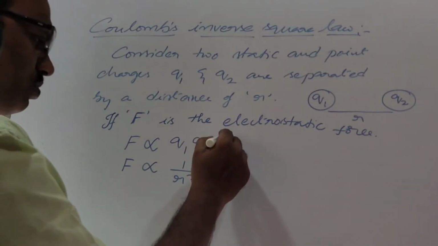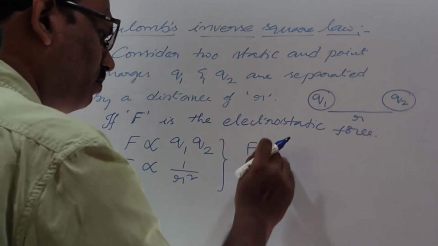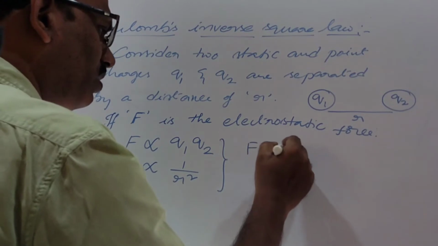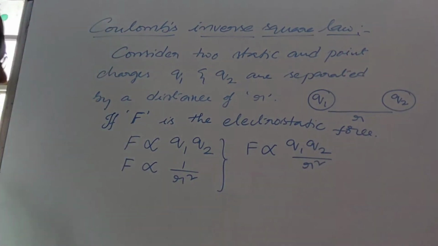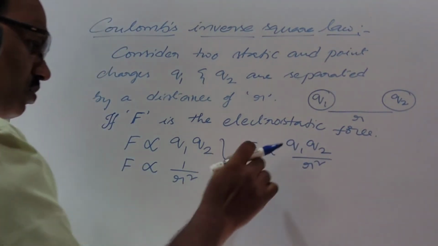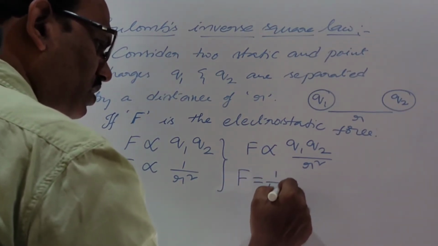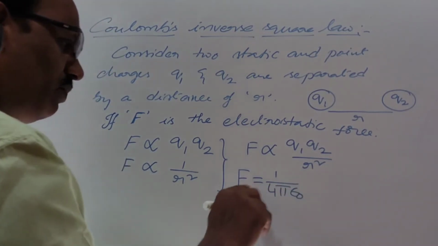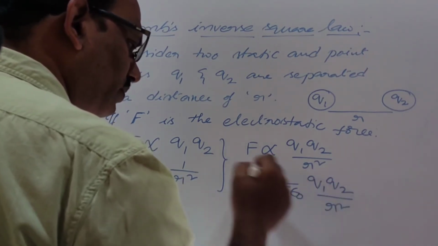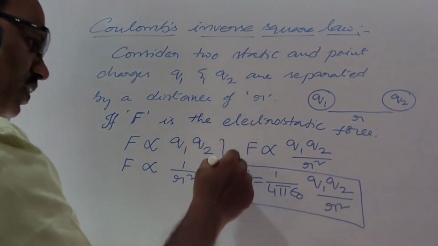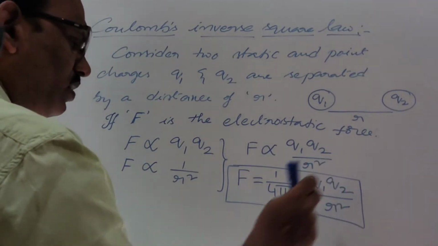So if we combine these two relations in one, we can write F is proportional to Q1 Q2 by r square. In order to equate these, we have to consider a constant. Let that constant be 1 by 4 pi epsilon naught, so F equals 1 by 4 pi epsilon naught into Q1 Q2 by r square. This is the expression for the electrostatic force between the two charges Q1 and Q2.